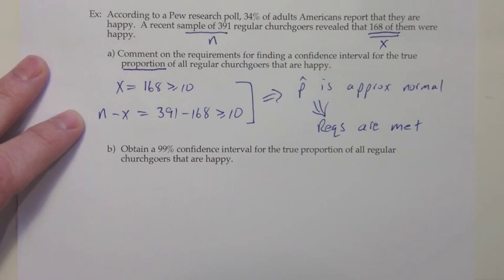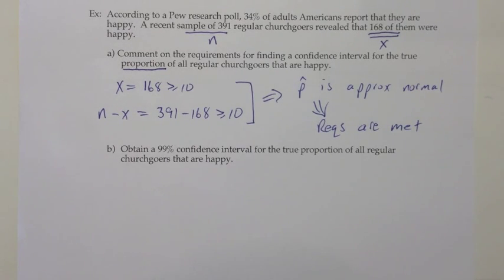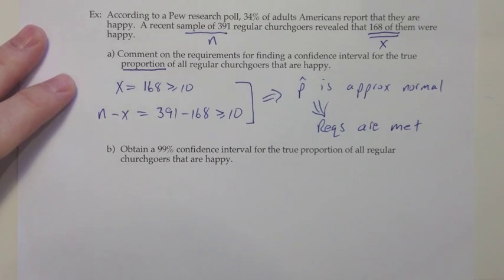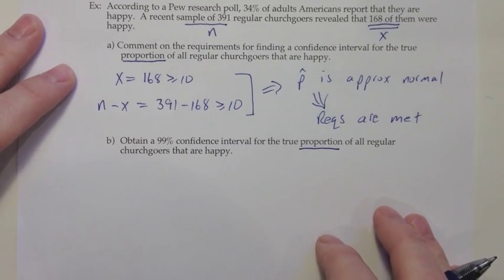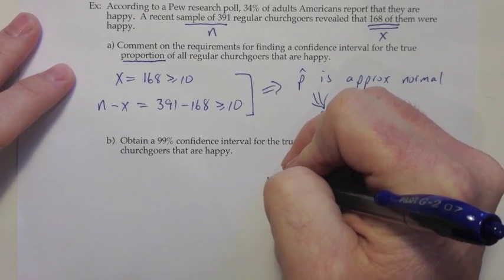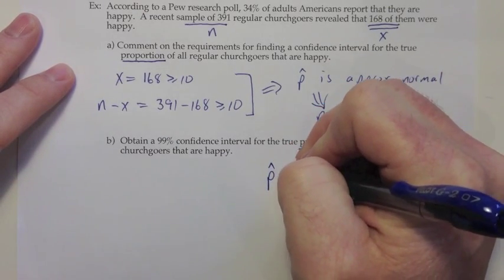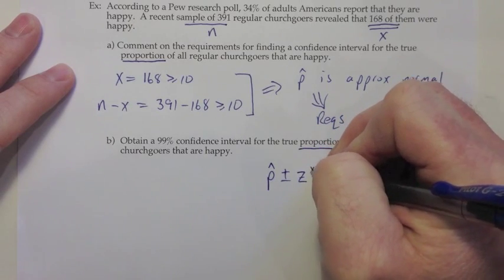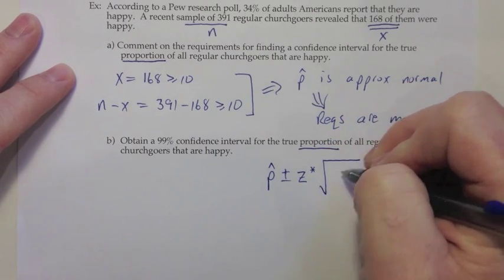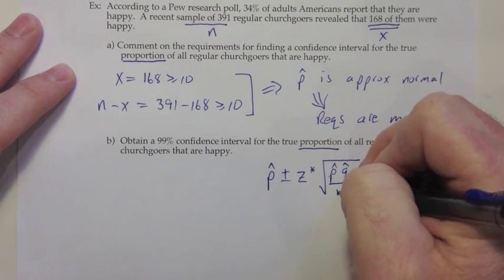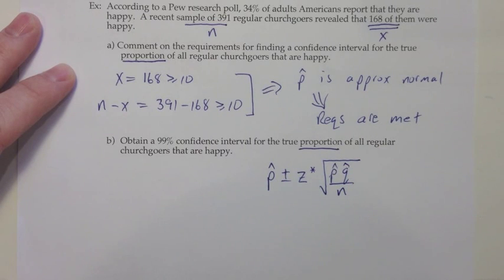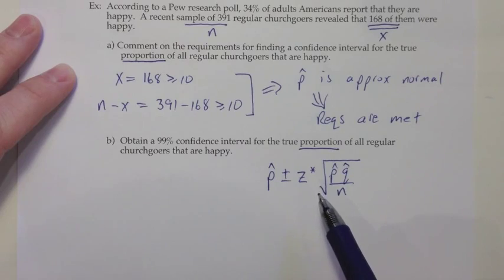Alright, so moving on to part B, obtain a 99% confidence interval for the true proportion of all regular churchgoers that are happy. So again, we're talking about a proportion problem. So our proportion problems have the formula for a confidence interval of p hat plus or minus z star times the square root of p hat times q hat over n. So we want to assemble all these pieces and plug them in. I'm going to go ahead and start off with the z star portion of that.